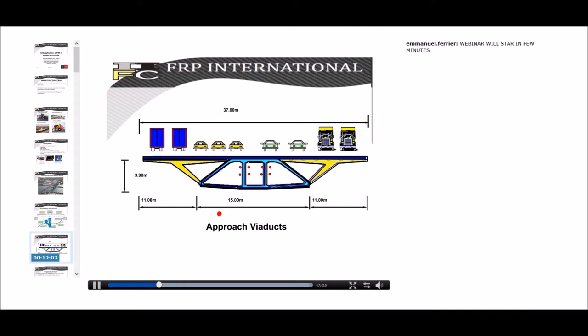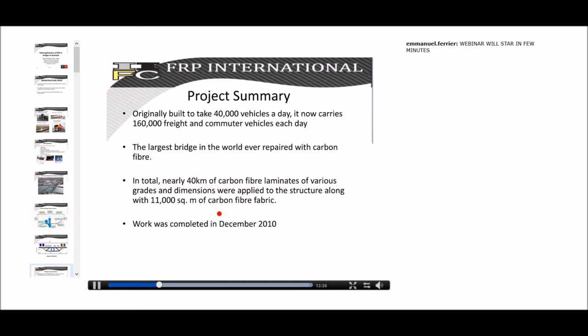Now, to give you the project summary in terms of how much FRP we used in this bridge: when it was first built in 1978, it was carrying 40,000 vehicles a day. Now it is carrying 160,000 freight and commuter vehicles each day. Not only in the number of vehicles, but also the mass. The mass limits have increased.